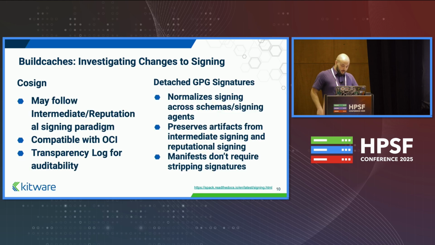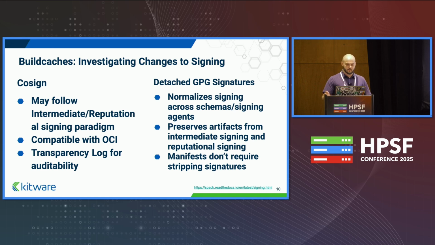We're looking at different types of signing that we can do. One is cosign, which is kind of nice. We can still do the intermediate and reputational key signing paradigm. It's also compatible with OCI build caches. Right now, OCI doesn't support signing because you can't just inject GPG keys into JSON there. It also has a transparency log, which is nice for auditability.